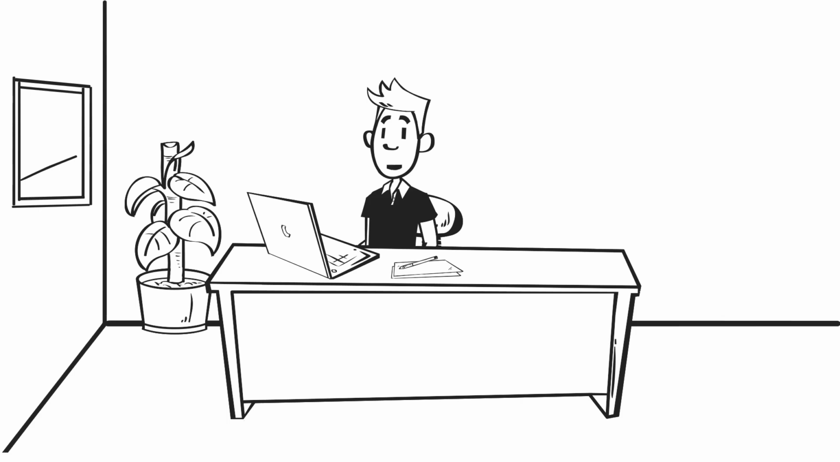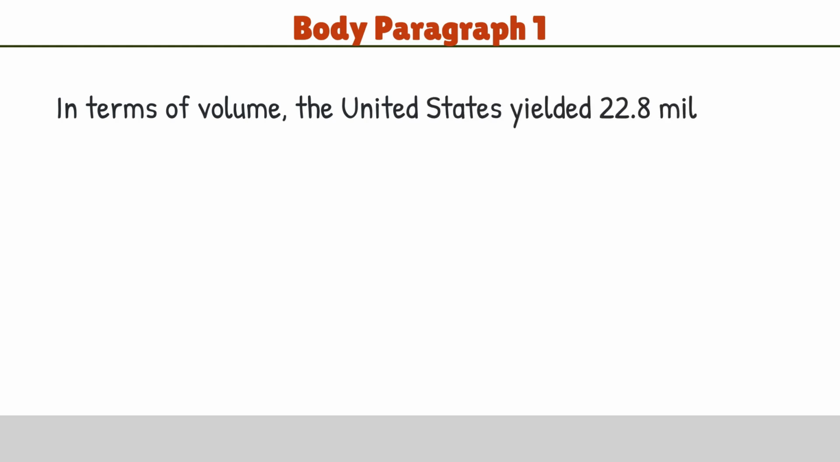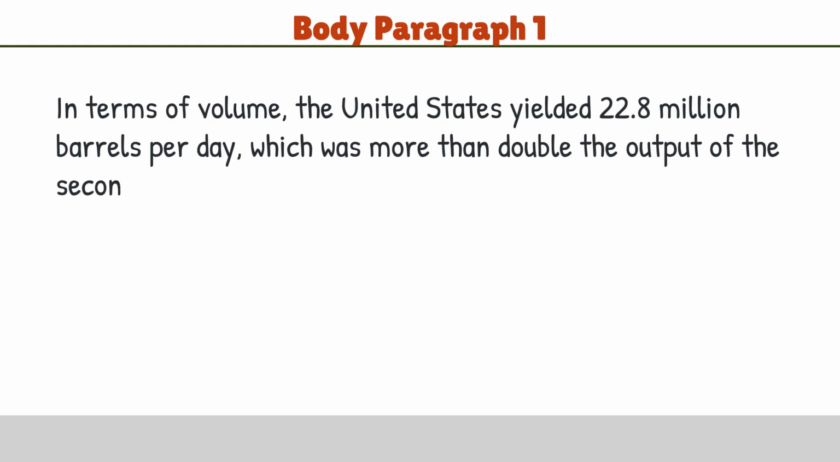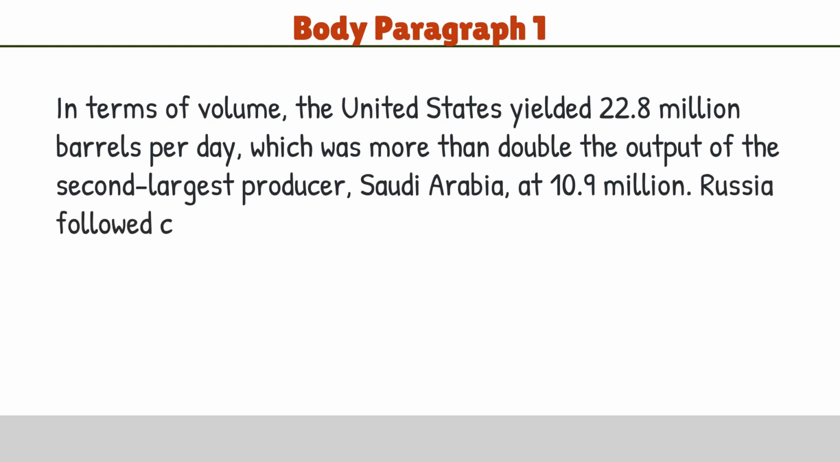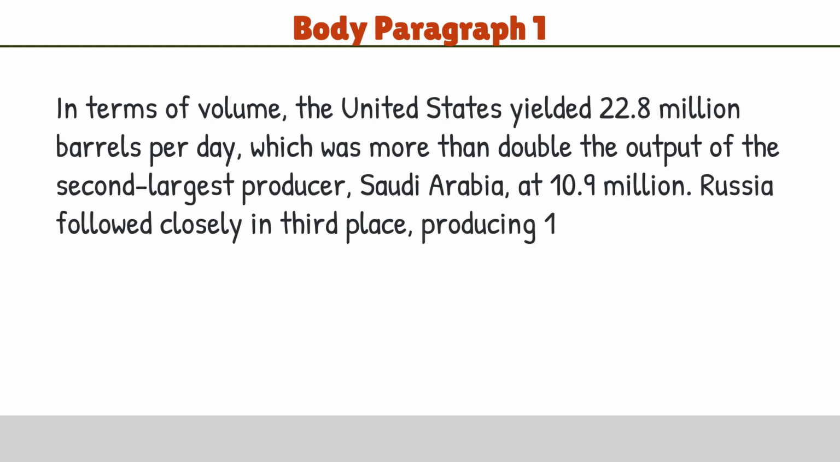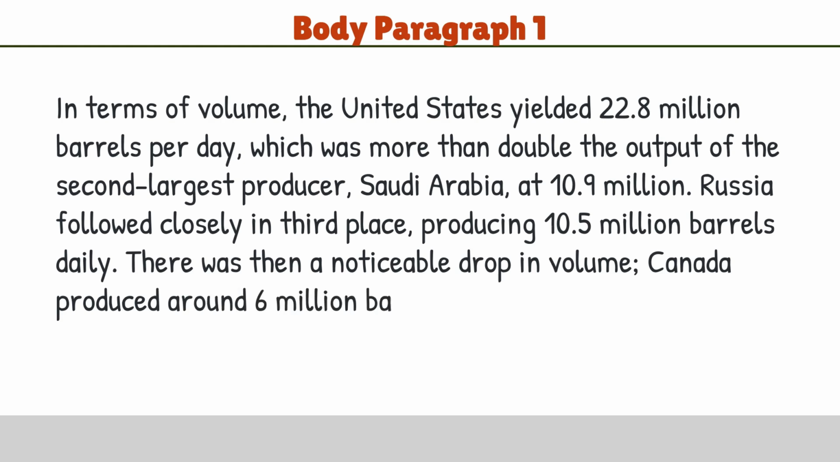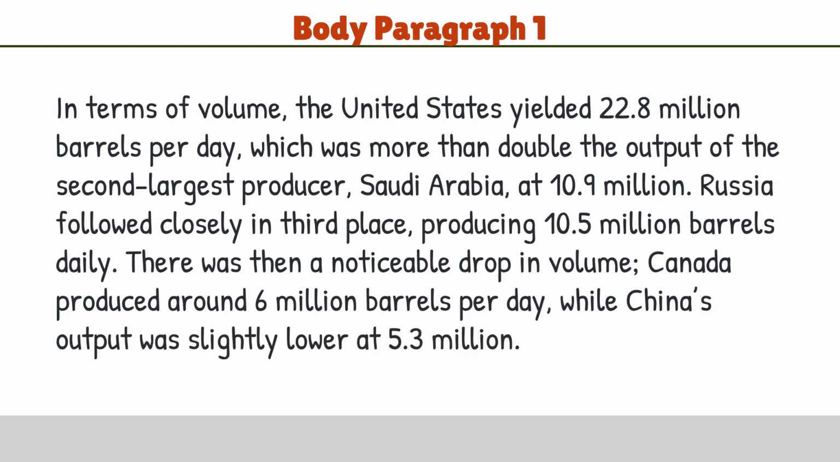In this first body paragraph, we're going to back up our claims using the specific production volumes from the bar chart. In terms of volume, the United States yielded 22.8 million barrels per day, which was more than double the output of the second largest producer, Saudi Arabia, at 10.9 million. Russia followed closely in third place, producing 10.5 million barrels daily. There was then a noticeable drop in volume. Canada produced around 6 million barrels per day, while China's output was slightly lower at 5.3 million.